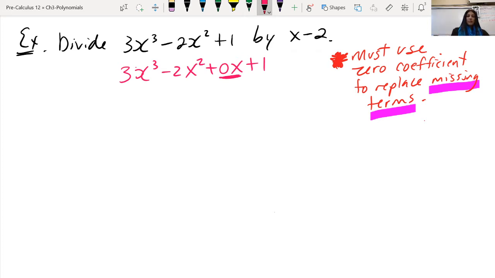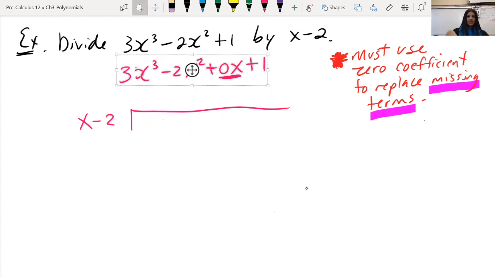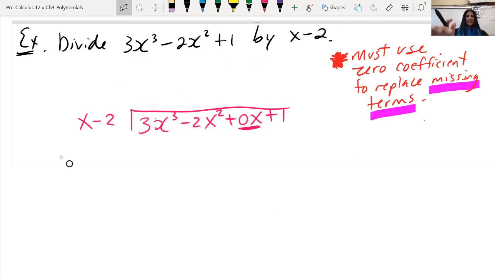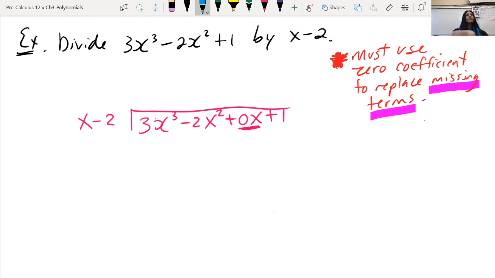So we set it up the same way. X minus 2. In here, I'd have the placeholder and all that stuff that I had actually. Isn't this wonderful? Let's take this. This is laziness at its best. And let's write it down there. Okay, so we'll go through things the same way.